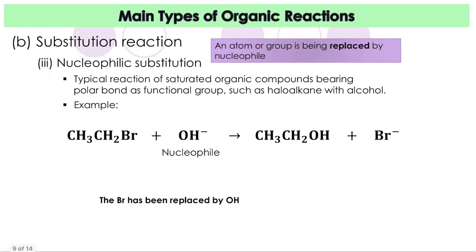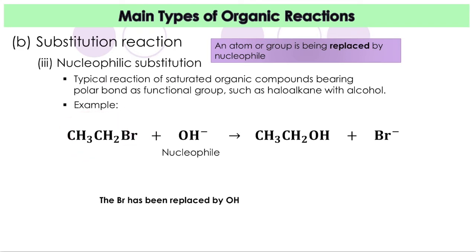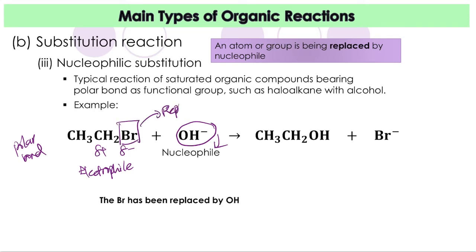Lastly, for nucleophilic substitution reaction. So this is a typical reaction of saturated organic compounds bearing a polar bond as functional group, such as haloalkane with alcohol. So for an example here, we have haloalkane in which bromine is more electronegative than carbon. So what will happen here? The bromine will be replaced by OH. Therefore, for nucleophilic substitution reaction, an atom or group is being replaced by a nucleophile.